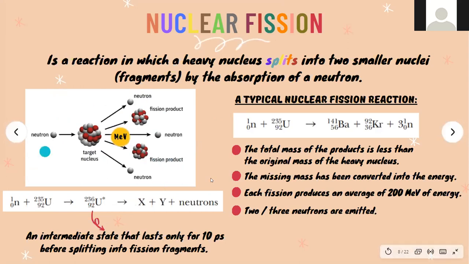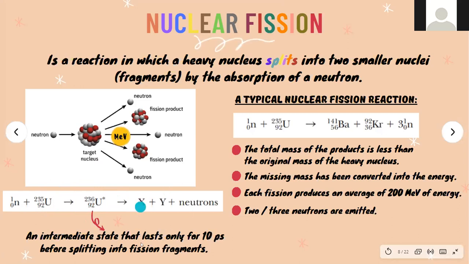Okay, from this diagram, we can conclude this reaction with a very simple equation. But this is a process equation of the reaction, not the exact reaction you're going to write as an answer. This is just to understand what's happening there. So a neutron and a nucleus, then we'll have this product. This is not the exact or final product. This is an intermediate state of the U235 nucleus that lasts only for 10 picoseconds. That's very little time before splitting into the fission fragments.